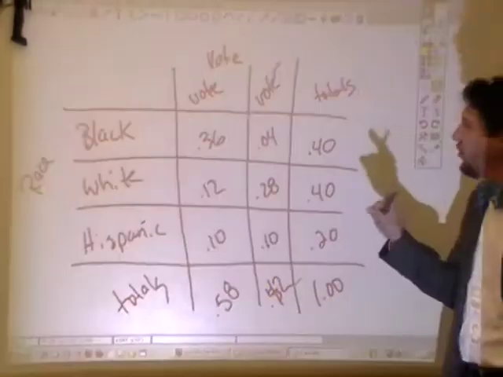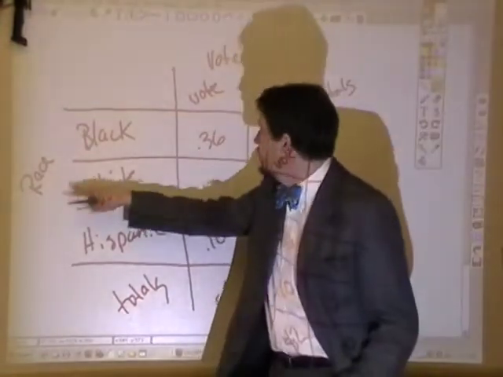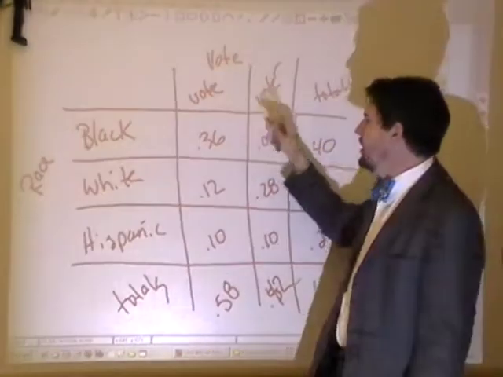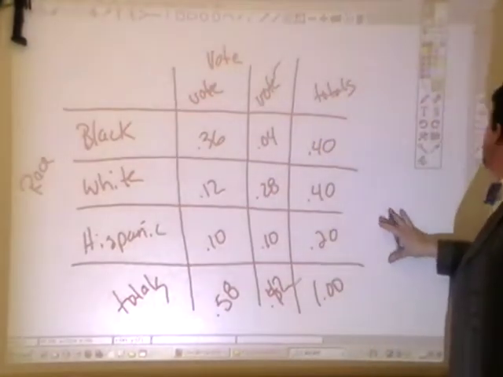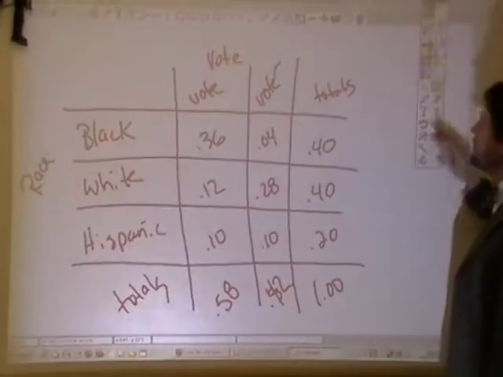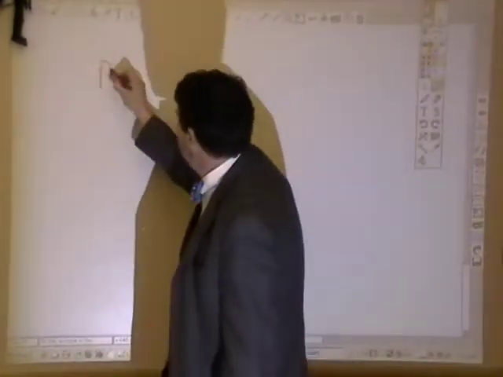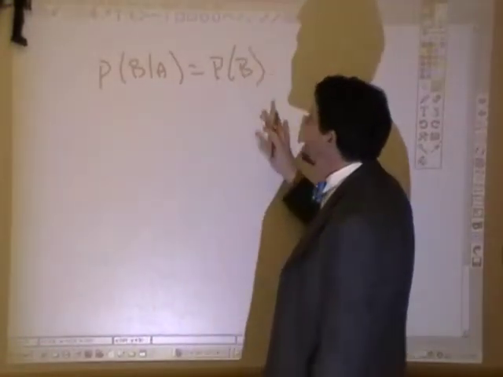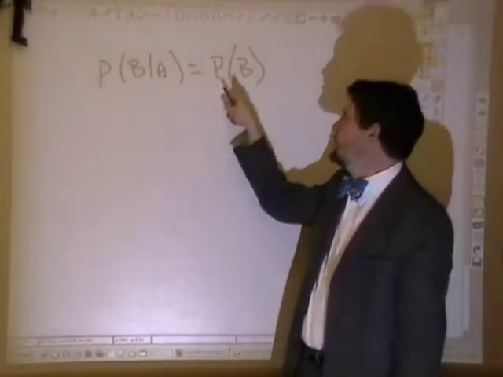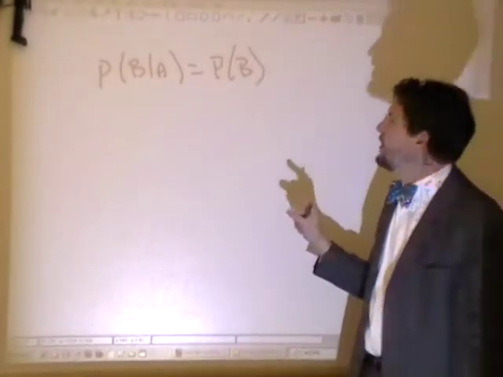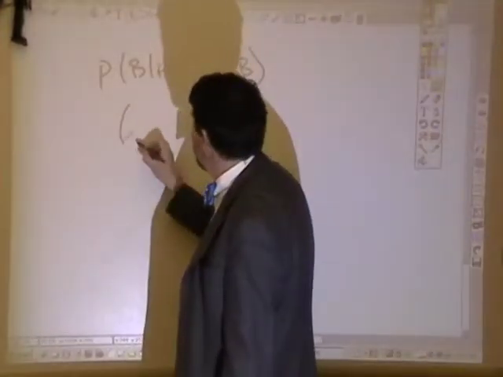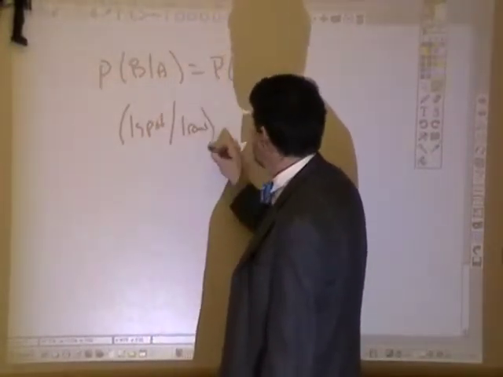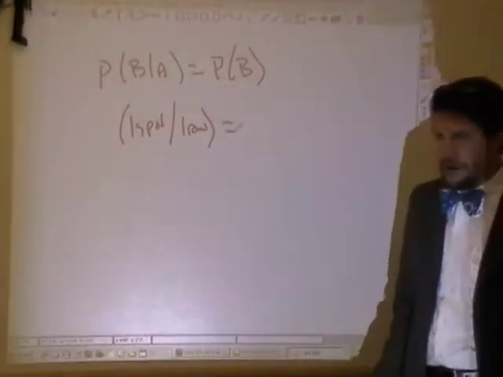Okay, so are these two variables, race and vote, independent of each other? We can determine that by saying they would be independent if the probability of B given A is equal to the probability of B. And again, I can set up any conditional distribution I want. But the easiest thing here is to go with the first spot of the first row and set it up that way.